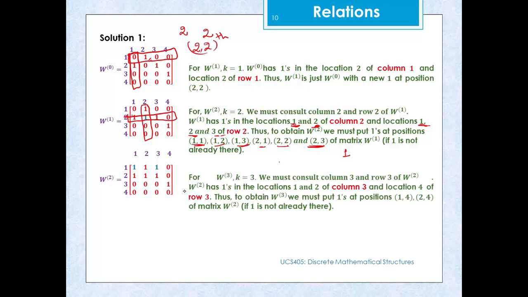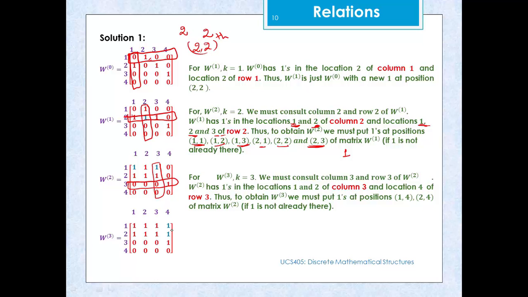Similarly, we can calculate W3, and the ones marked as blue are the newly added ones. Rest of the ones are the same as in W2. Now for calculating W4, till where will the iteration go? Because we are having 4 rows and 4 columns, the iteration will go up to W4.